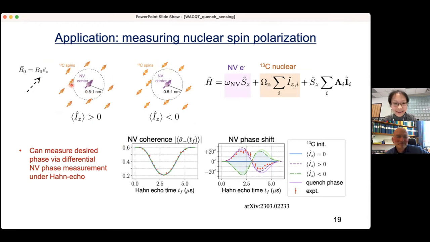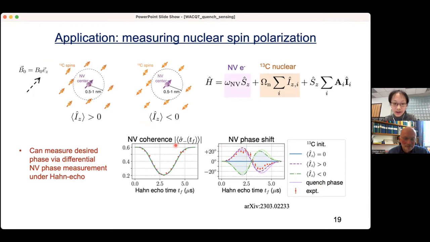We polarize those nuclear spins. We can also, just for simplicity, perform standard Hahn echo measurements. And here are the results. The solid lines are the quench phase shift predictions. The dashed lines are the full quantum mechanical simulation.